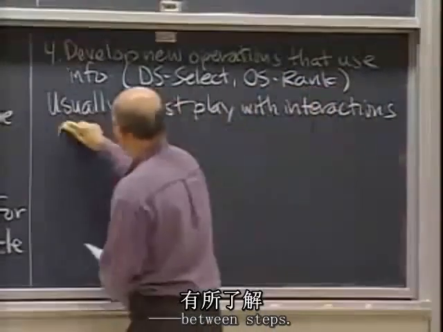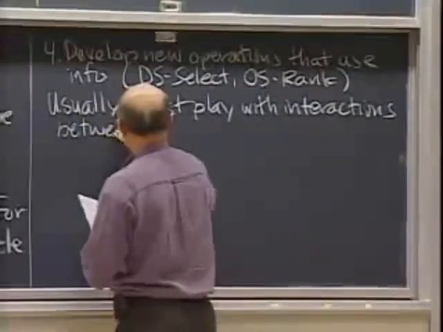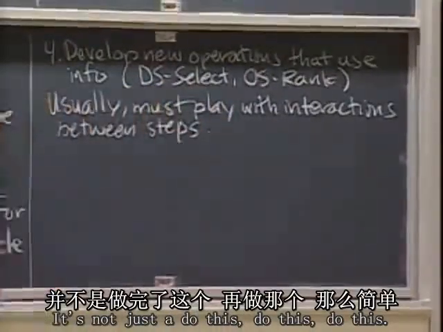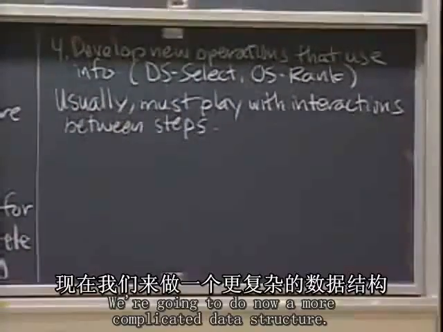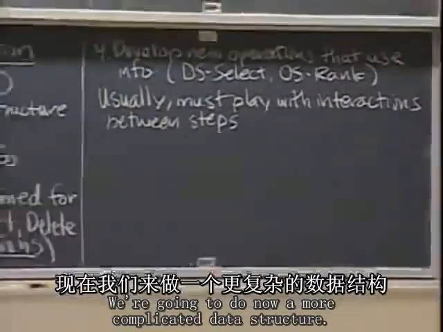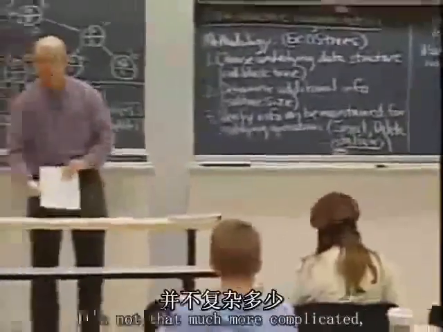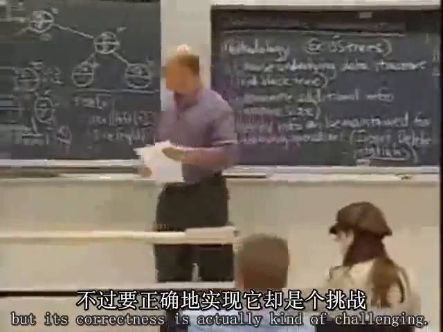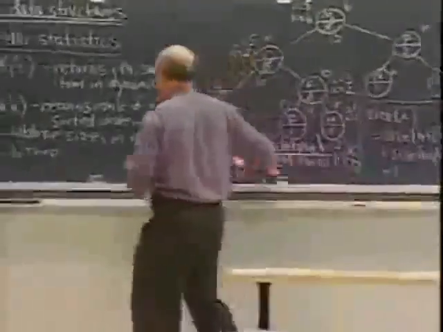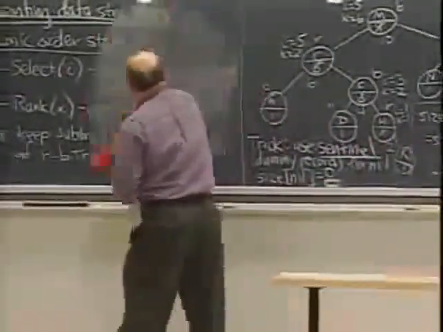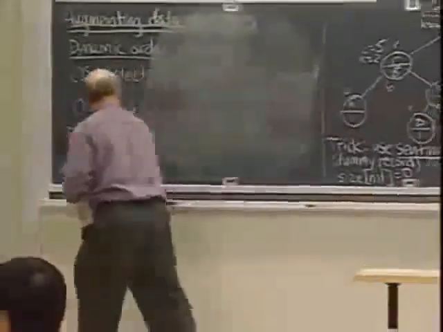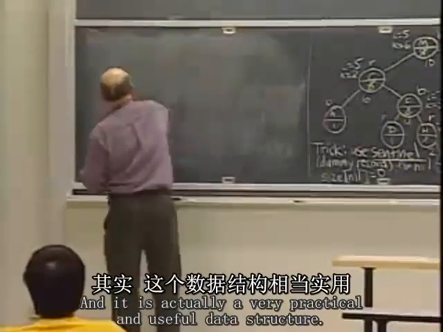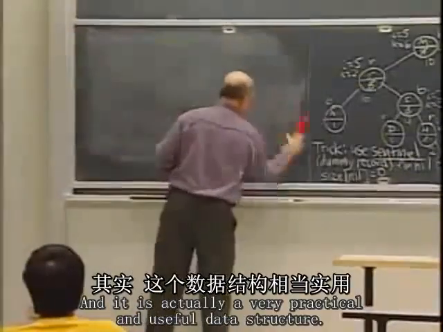Between steps. Okay, it's not just a do this, do this, do this. We're going to do now a more complicated data structure. It's not that much more complicated, but its correctness is actually kind of challenging. And it's actually a very practical and useful data structure.